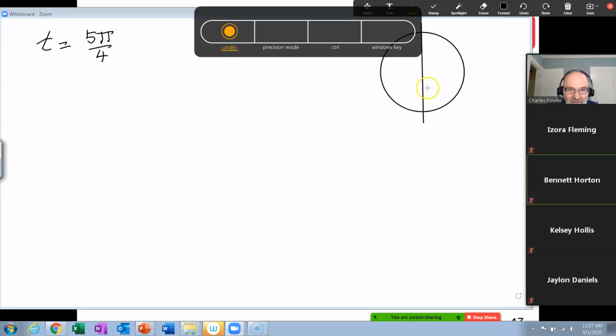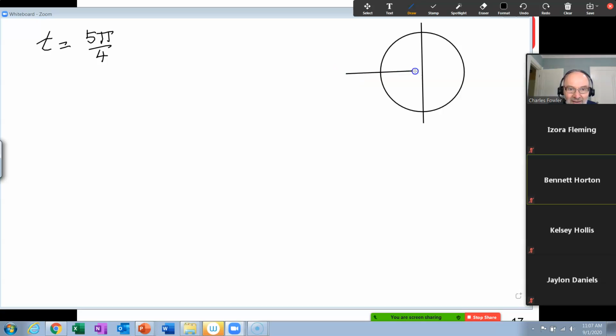5/4 pi. Yuck! There it went and erased my horizontal axis. Okay, still not very horizontal.